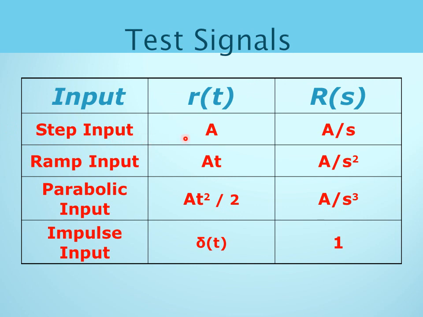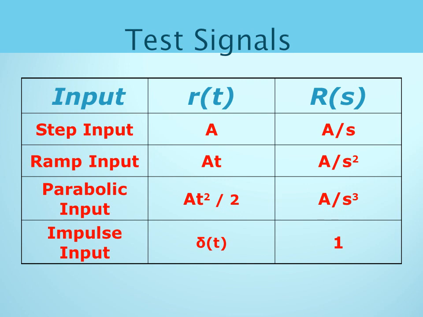Considering the input amplitude as A, the Laplace transform of a step input is A by s. A ramp input is A t, which in the Laplace transform is A by s square, and a parabolic input is A t square divided by 2, which is A by s cube. An impulse input is A delta t, whose Laplace transform is simply A.